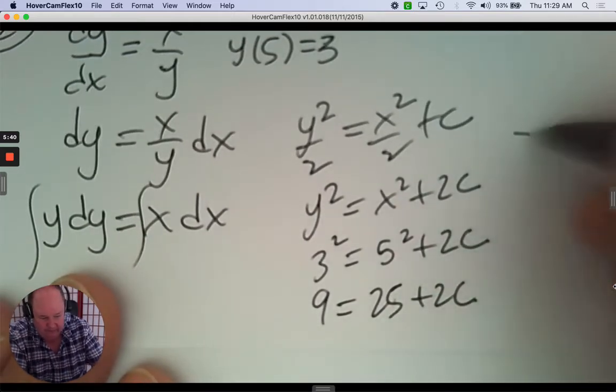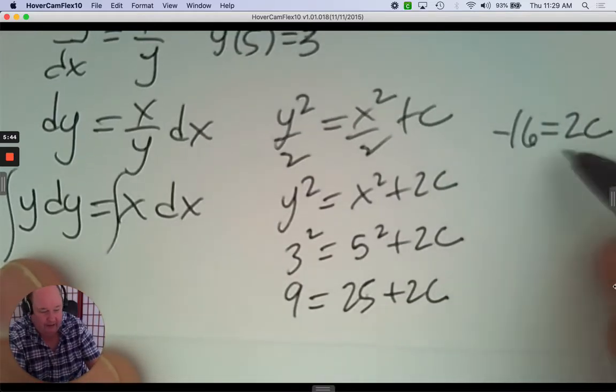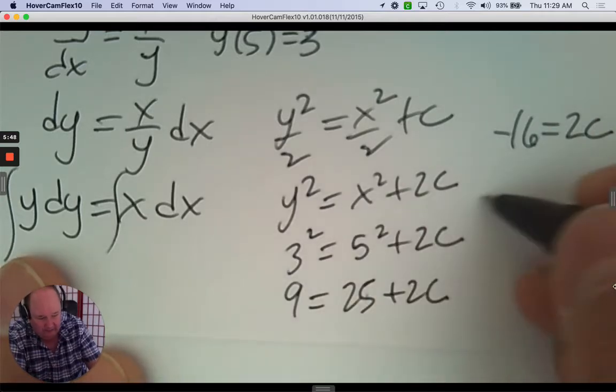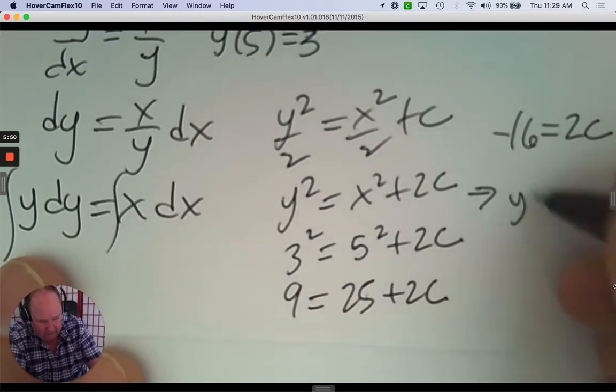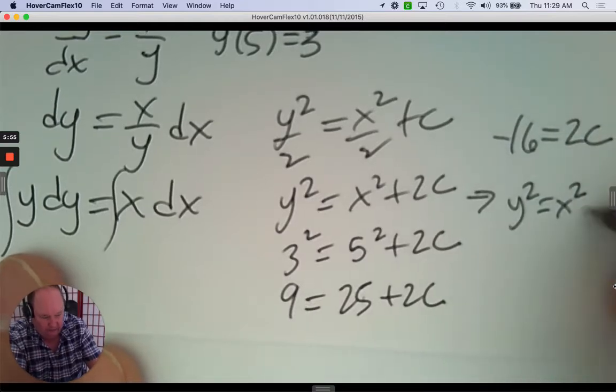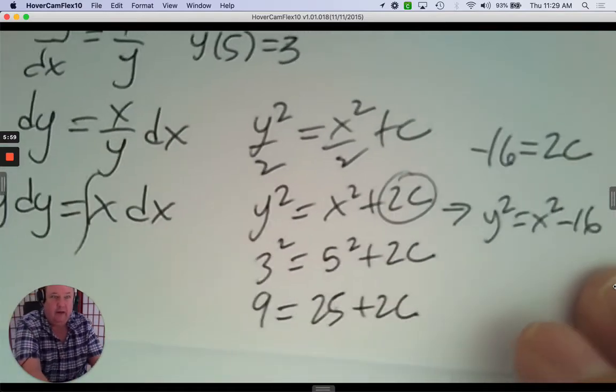Subtract 25. So 2c is equal to negative 16. And that's good because that's what I want. So if I come back here, it's y squared equals x squared, and 2c is negative 16. So take out 2c and put in negative 16.